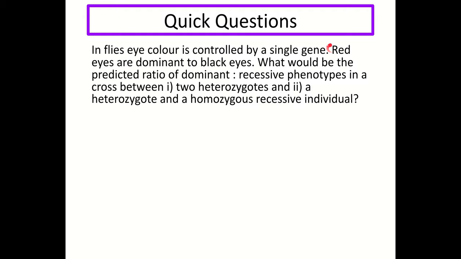So first thing we know is that red eyes are dominant to black, so I'm probably going to use R as being my letter. So capital R for red, little r for black. I want to finish with a ratio of dominant to recessive, okay? And it doesn't say anything about going to the F2 generation, so I can just stop at F1.